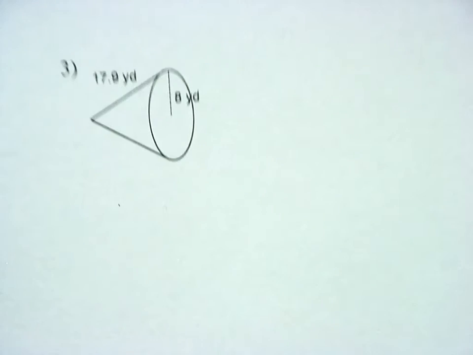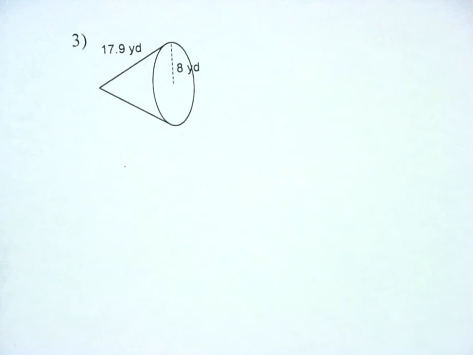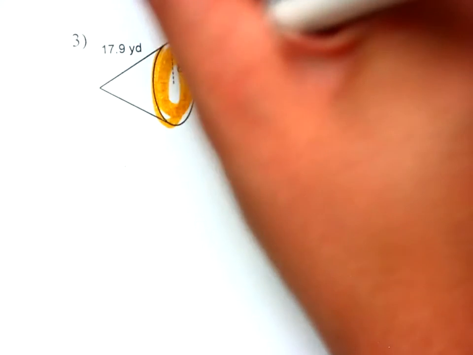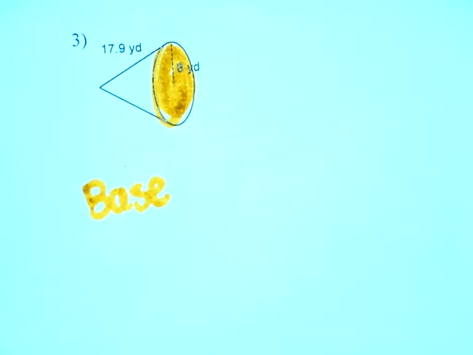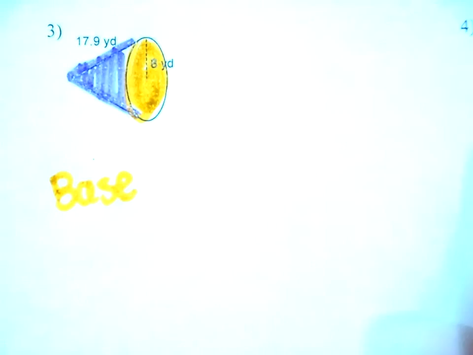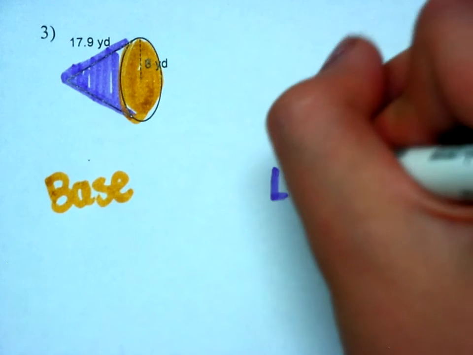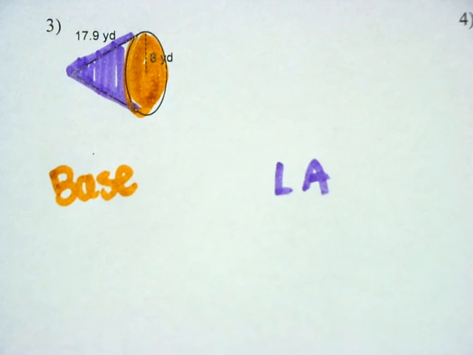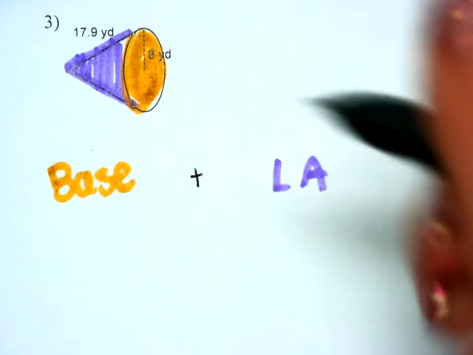All right, next cone we have here. Zoom out a little. I've got my base right here on the circle. Okay, so just one base. And as always, since we're doing surface area, we need to find the lateral area. If I were to color that, that's this whole space right here. So lateral area. And we know we're going to add them. Okay, let's do our base first.